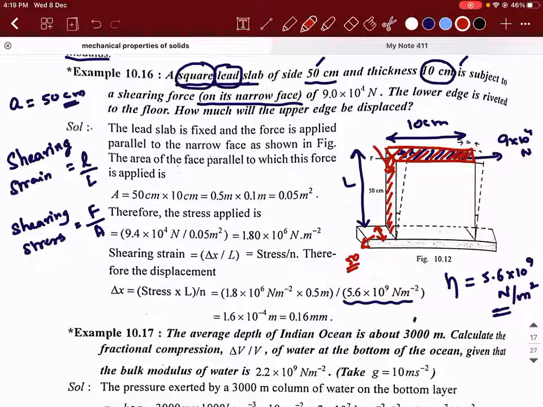No. See, you read the question carefully. There is a square lead slab of side 50 centimeter and it has a thickness of 10 centimeter. Correct? It is subjected to shearing force. On which side? On its narrow side. Out of 50 and 10, which is the narrow side? 10, sir. That is why that side is 10. So the top portion, this length, is of 10 centimeters.